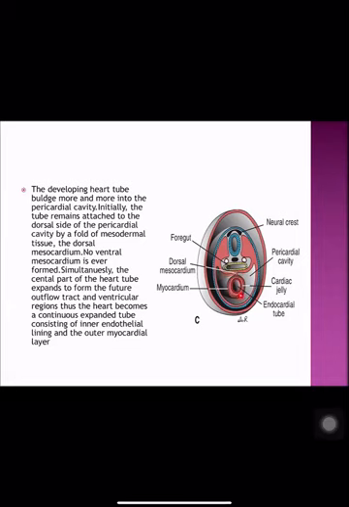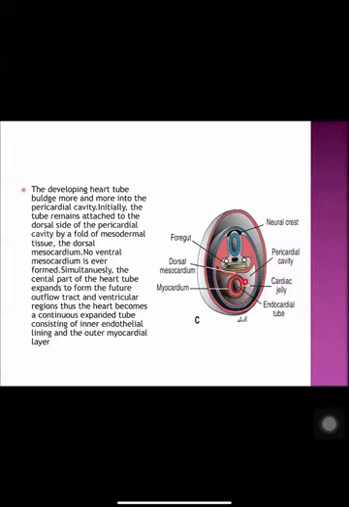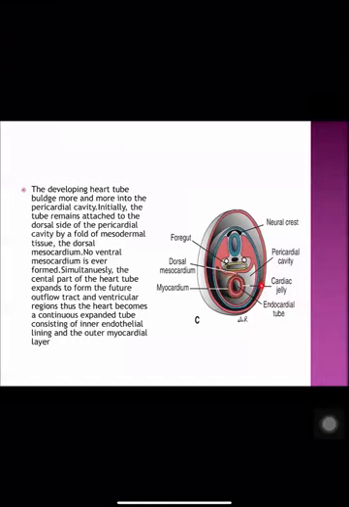At the same time, the central part of this heart tube will expand, so that the heart tube will be just an expanding continuous tube composed of the inner endocardium and the outer myocardium. Now, with time, there will be disappearance of this dorsal mesocardium. So there will be formation of a sinus called the pericardial sinus, connecting both sides of the pericardial cavity.